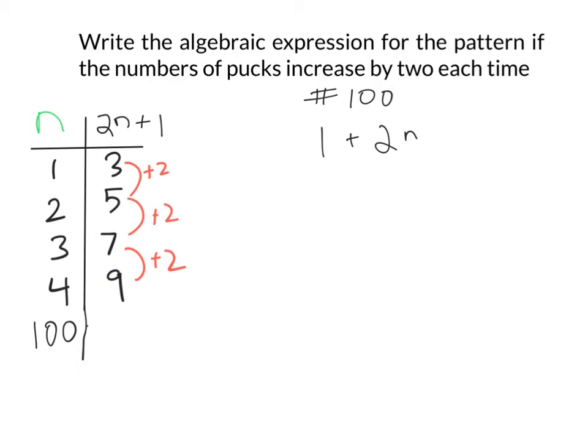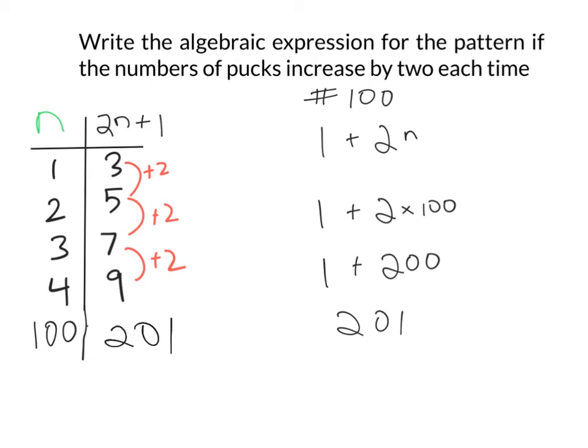Let's try it with the 100th term. 1 plus 2 times 100, which is also 1 plus 200, which should equal, there will be 201 pucks. Can we try it over here? Let's try it. 2 times n, which is 100, is 200 plus 1 is 201. And we just solved this pattern using algebraic expression. Before we go, let me give you one more example to help you understand it a little bit more.